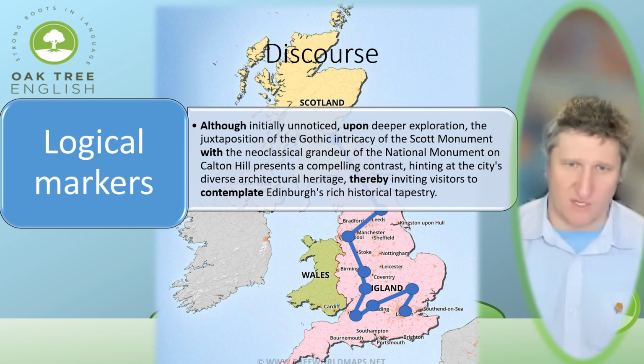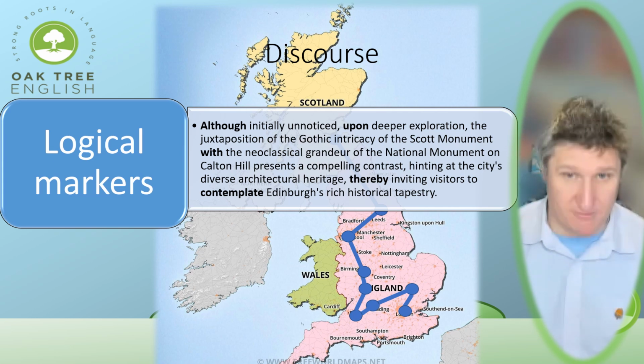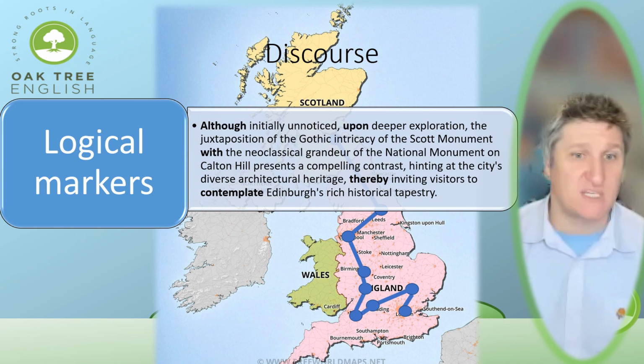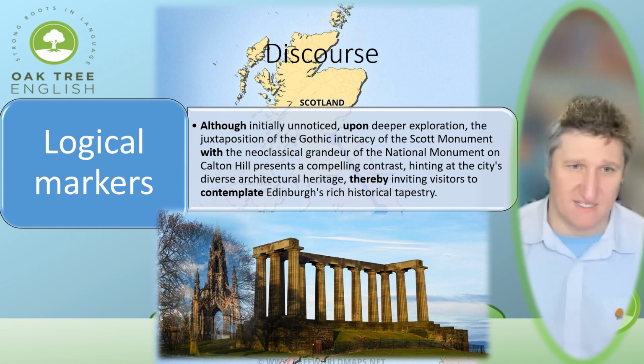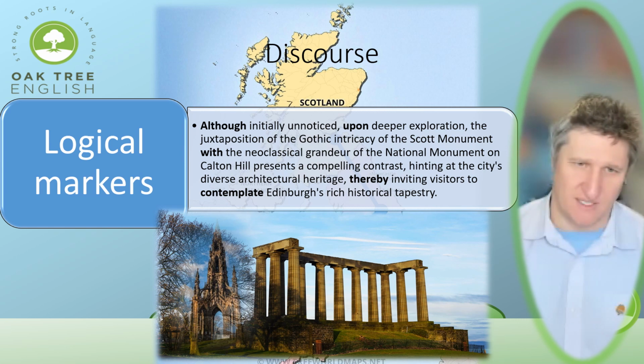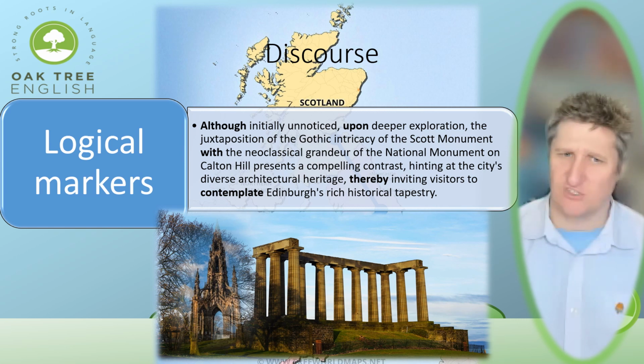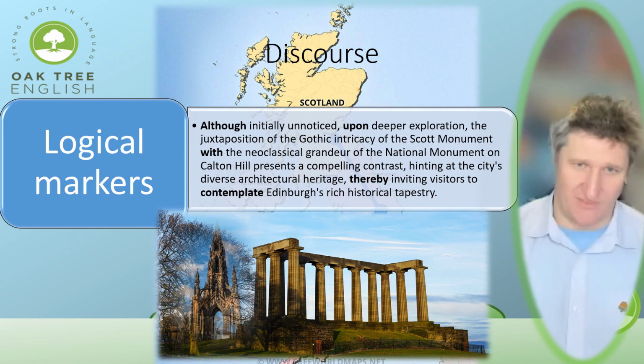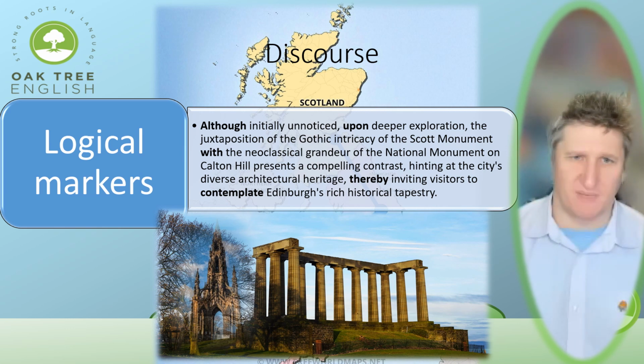Although initially unnoticed, upon deeper exploration, the juxtaposition of the Gothic intricacy of the Scots monument, there it is, with the neoclassical grandeur of the National Monument on Carlton Hill, presents a compelling contrast, hinting at the city's diverse architectural history, thereby inviting visitors to contemplate Edinburgh's rich historical tapestry.